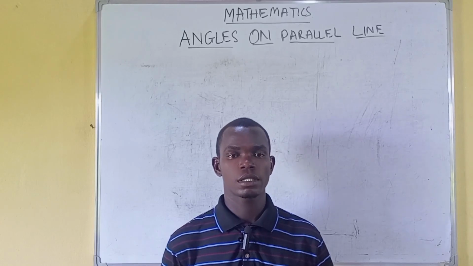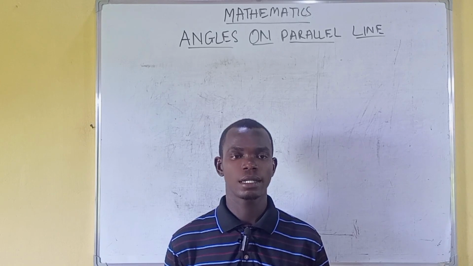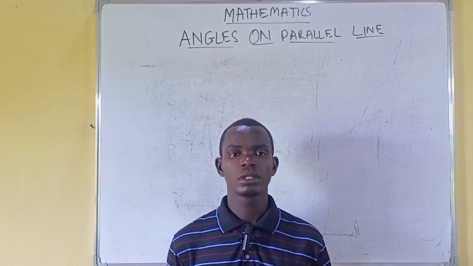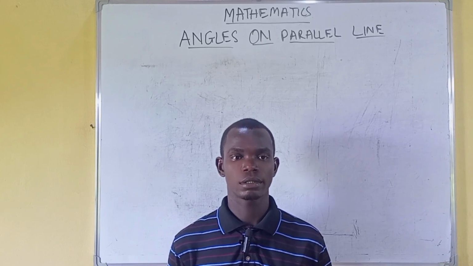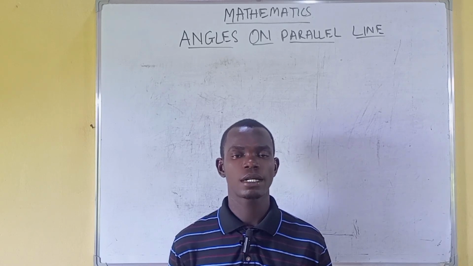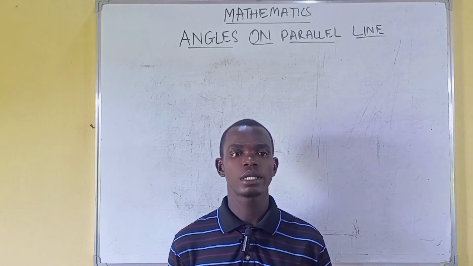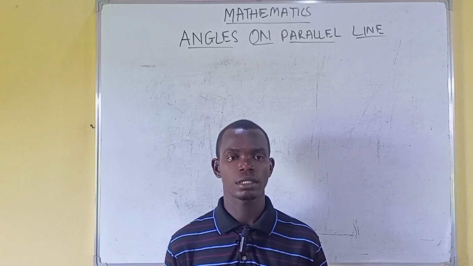Welcome to today's mathematics class, and today we'll be talking about angles on parallel lines. Two lines are parallel if they do not meet and can never meet or intersect when their length is increased. And for any angles to be formed on a pair of parallel lines, there must be a line cutting across them, and it is called a transversal.